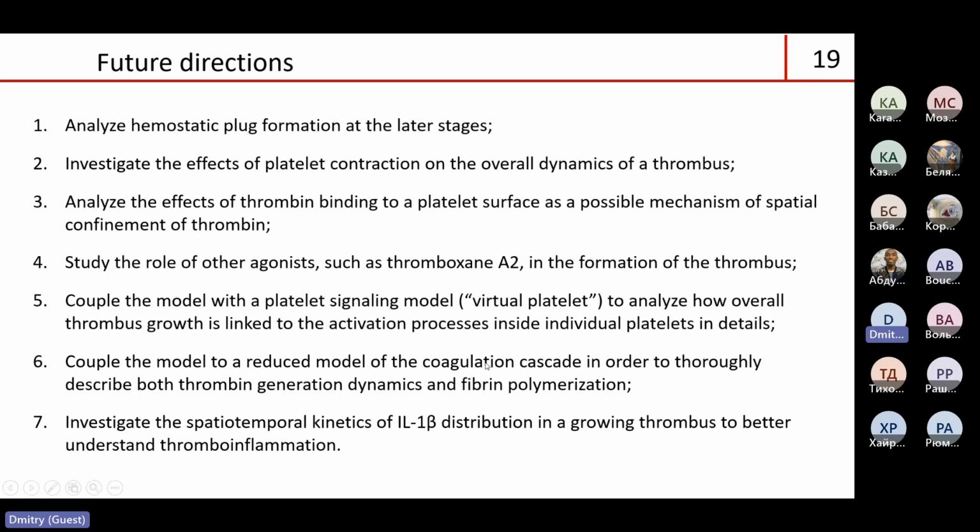So we need a more accurate description of the coagulation which is going on here. And in the end, because we have a grant on thromboinflammation, we also plan to investigate how the secretion of interleukin-1 beta by platelets can affect different aspects of thrombus formation. This is also what we plan to do.